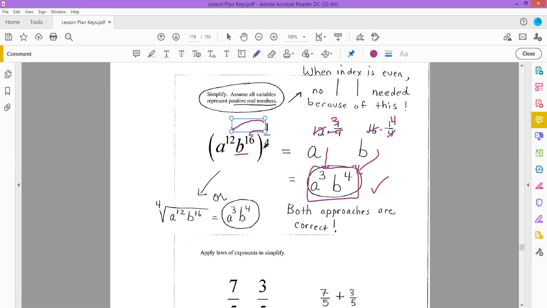Now, if you had chosen to convert the fraction to root form, you would get the same answer. We would make our root 4, so it'll be the 4th root of that base, which is a to the 12th power, b to the 16th power. And now we're looking for how many sets of 4 are there in 12, and there are 3 of them. How many sets of 4 are there in 16? There are 4. So you see you will get the same answer if you change your fraction to root form or if you distribute that power.